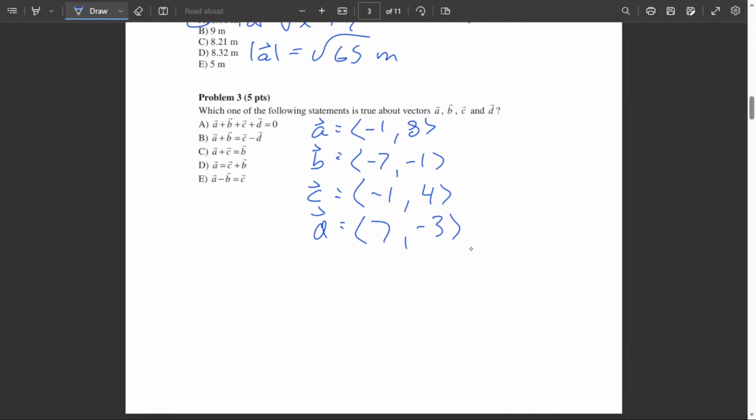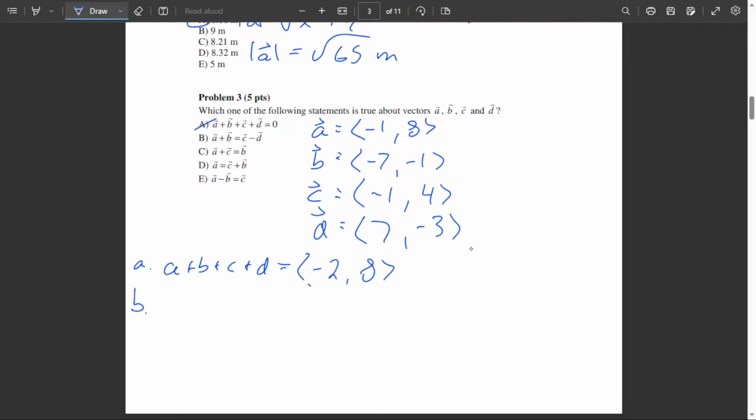Alright, so A plus B plus C plus D would be -1 plus -7 plus -1 plus 7. That'll be -2. And then 8 minus 1, 7. Plus 4 is 11. Minus 3 is 8. So A is false.